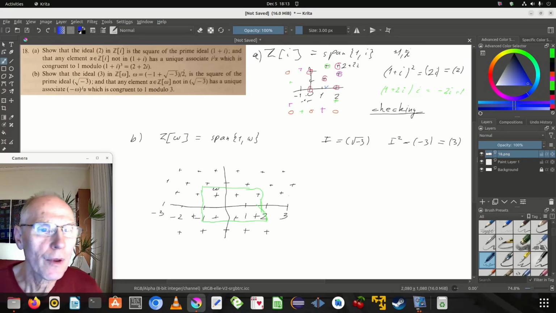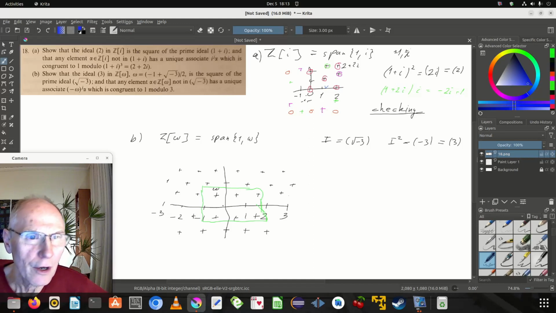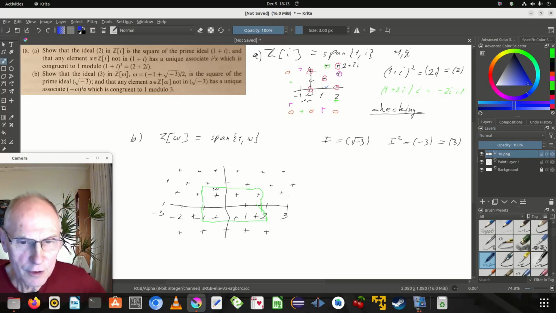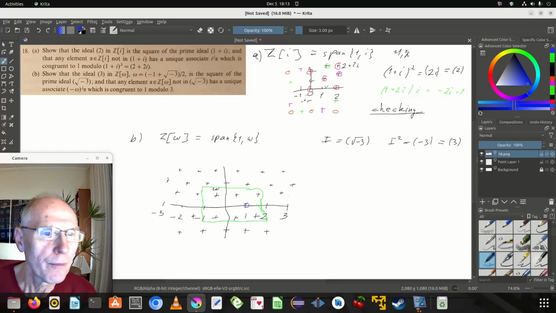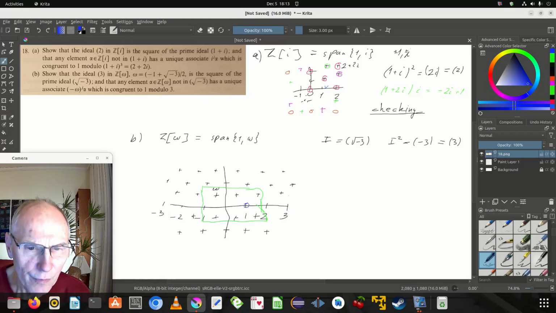So we start checking out the guys that are congruent to 1 modulo 3. That is actually equal to 1, and that's this guy. And then we multiplied by, we take the ones here. Now, why are they blue?